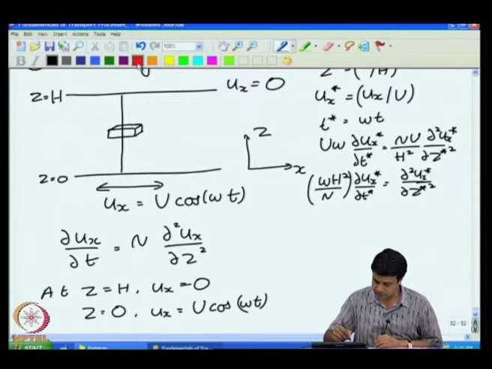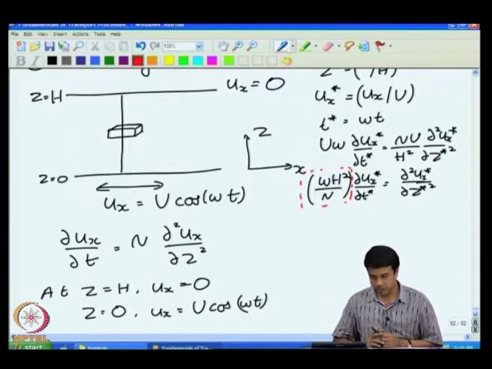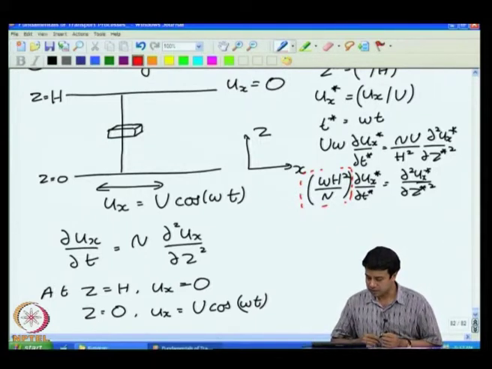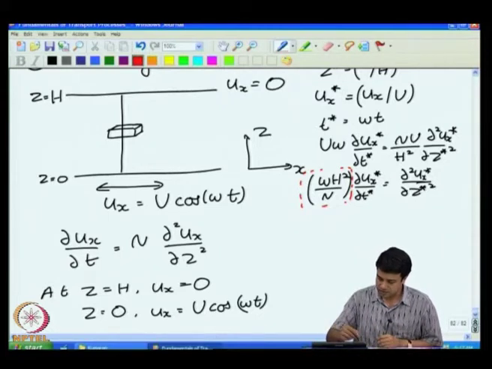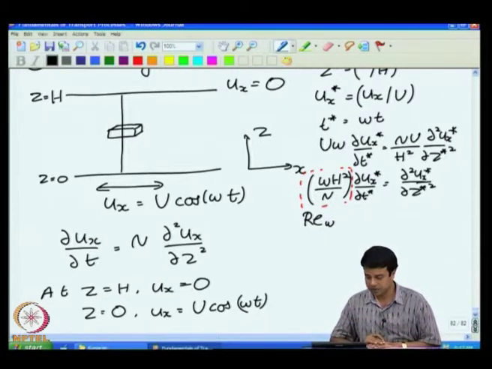What is that parameter? It is equal to h square times omega by the kinematic viscosity. Kinematic viscosity has dimensions of length square per unit time. Omega times h square also has dimensions of length square per unit time. So, this is basically a ratio of the time scale for diffusion and the time scale for oscillation. The time scale for oscillation is 2 pi by omega, the time scale for diffusion is h square by nu. The ratio of these two, the time scale for diffusion divided by the time scale for oscillation, is this non-dimensional number. I will refer to this in the present lecture as a Reynolds number based upon the frequency of oscillations omega.